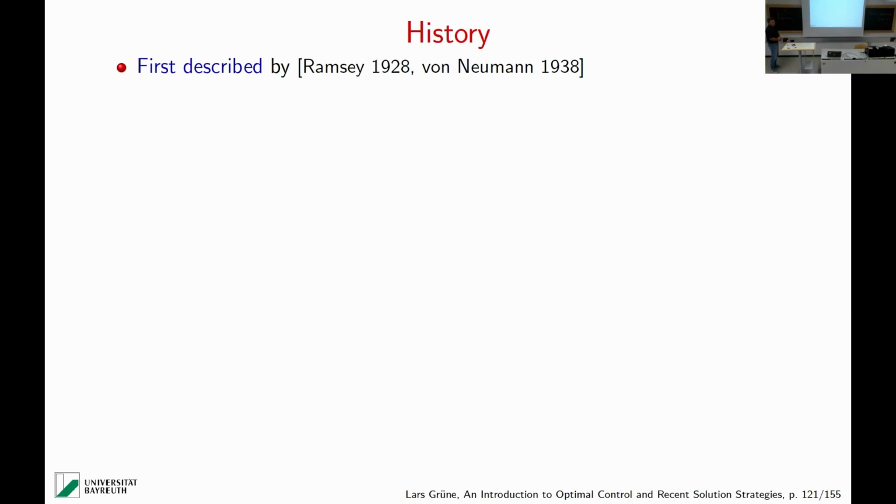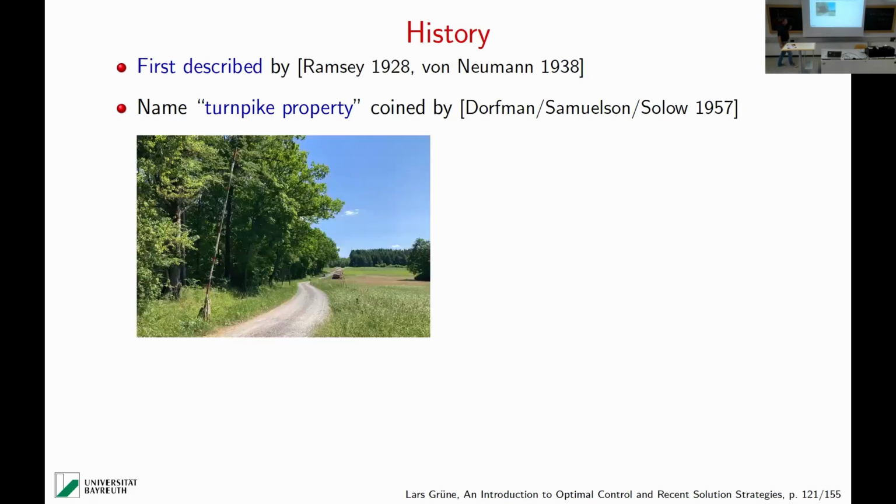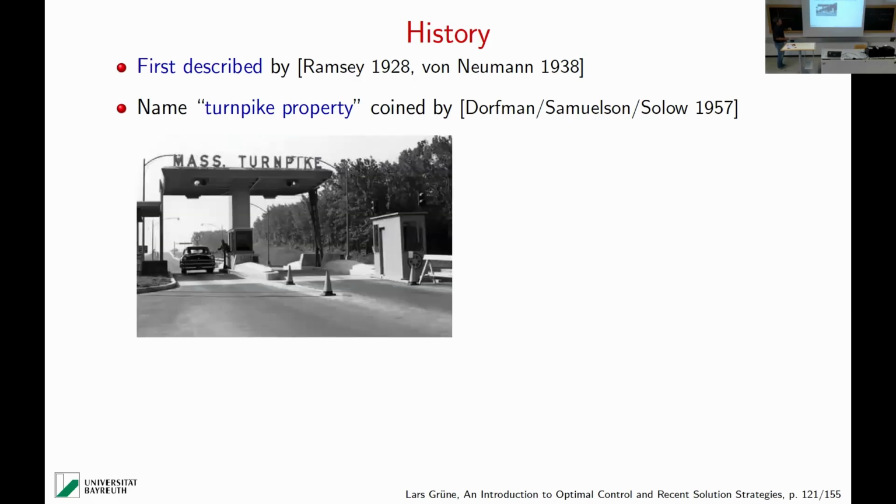And a little bit of history. This is a really old property. It was observed first by Ramsey and von Neumann, all in an economic context, actually. The name Turnpike property was coined by Dorfman, Samuelson, and Solow. Originally, a turnpike is a moving barrier that you can move up and down. So it's a pike, some long stick that you can turn. That's where the name comes from. But it has then been used as a name for highways, toll roads actually, in the northeastern part of the US in particular, like the Massachusetts Turnpike here, because they were originally blocked by such a turnpike. So this is how the name carried over.